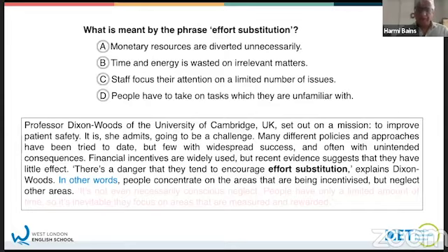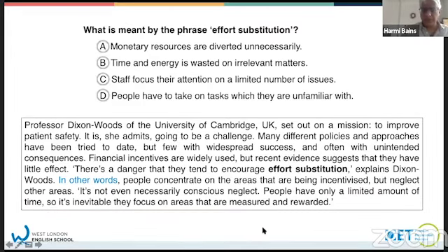If you're being financially paid to focus on one area of your work, you're going to neglect the other areas. Not because you think necessarily this is more important, it's because you're being financially rewarded to do this. It's really what the writer is trying to say. So again, if you're not sure, what you could use is process of elimination.